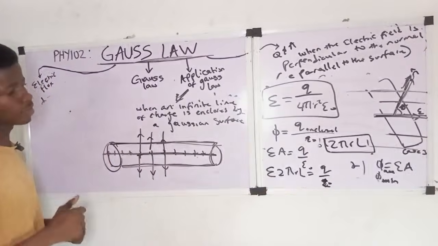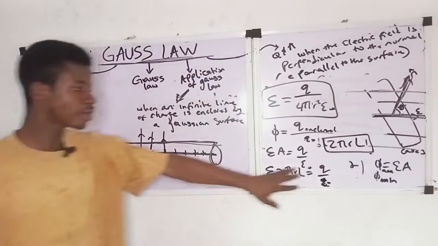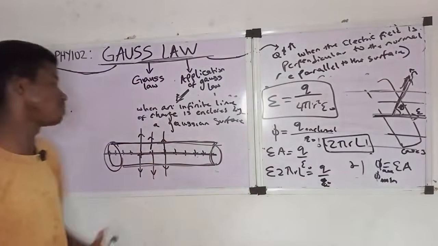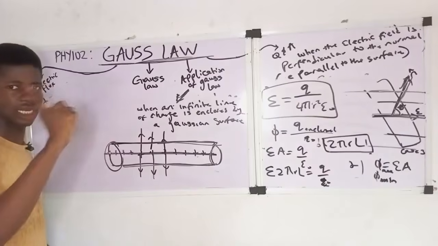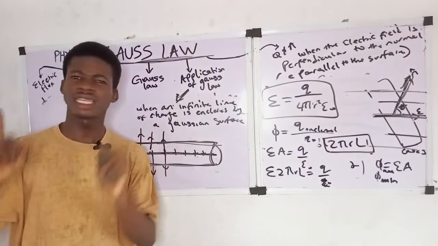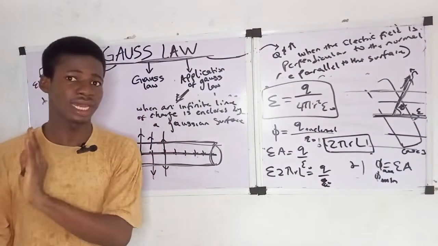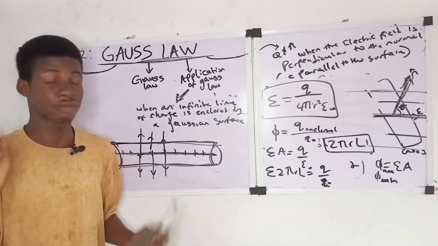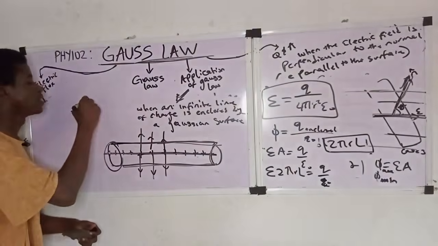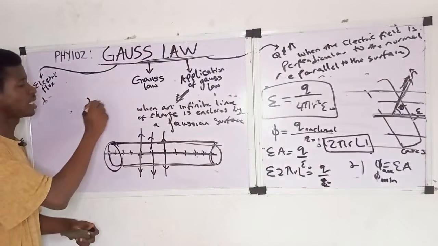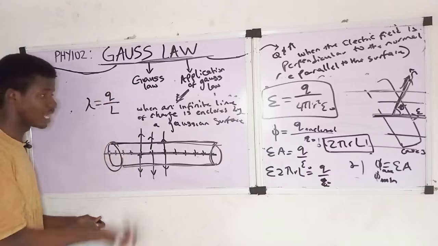Before I continue, let's pause here and go back. Remember, this is an infinite line of charge. There's one quantity that tells us the amount of charge along a particular length. I told you in my previous class, it is known as linear charge density, right? Linear charge density is the amount of charge divided per unit length.